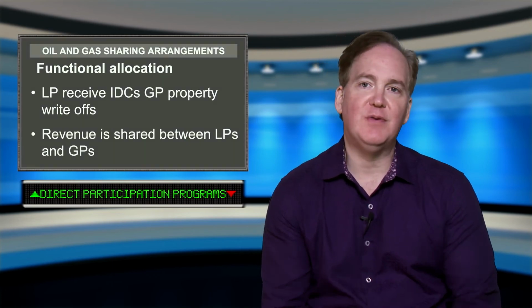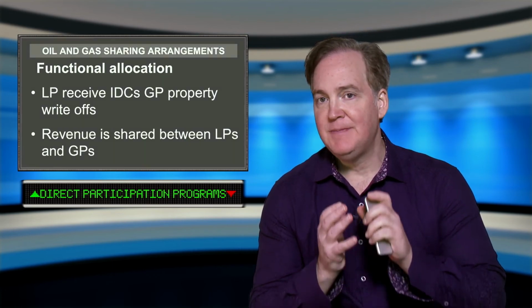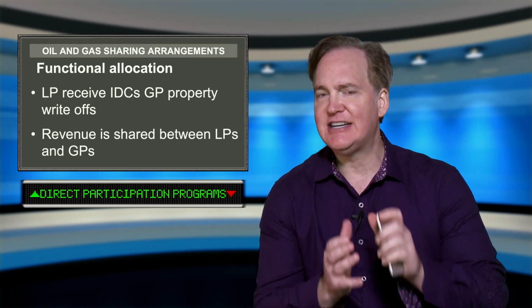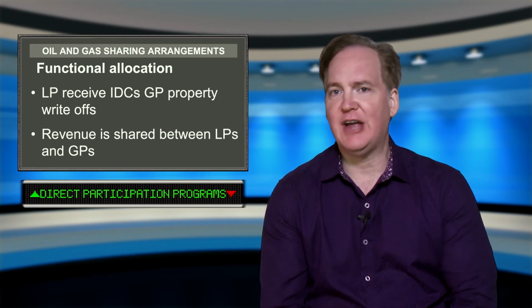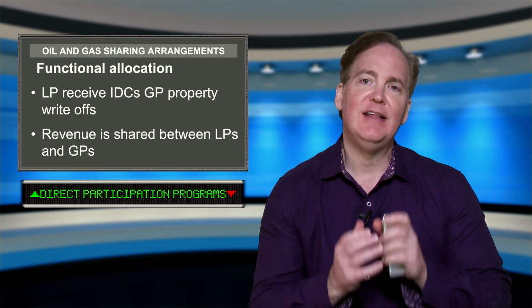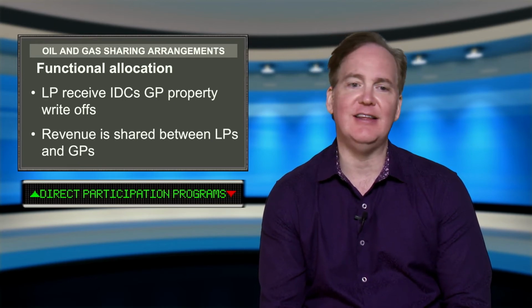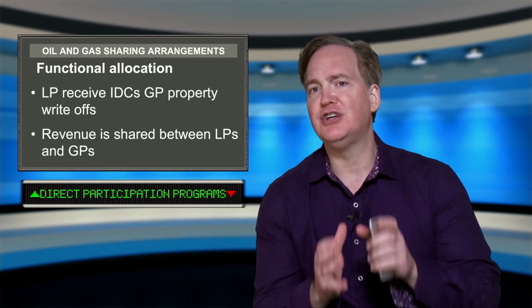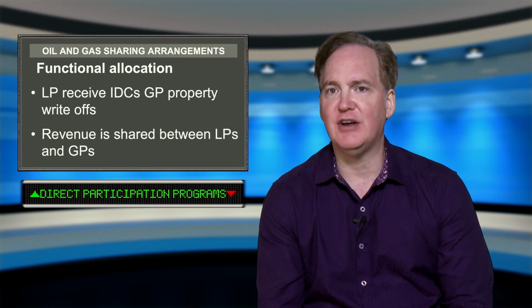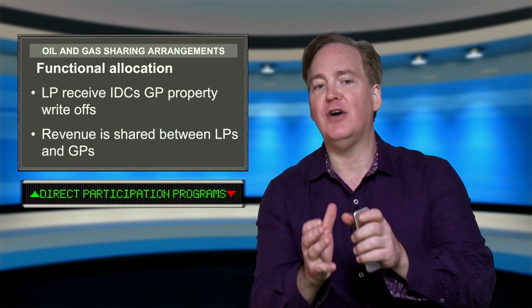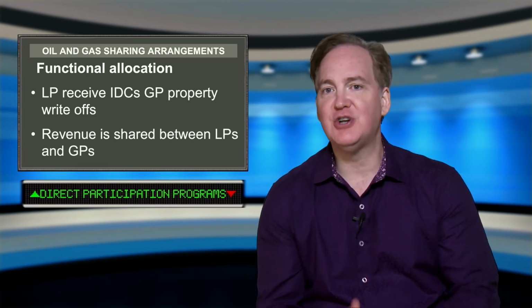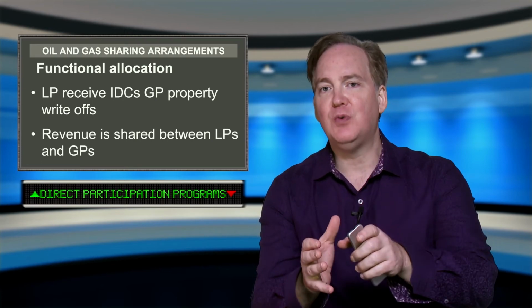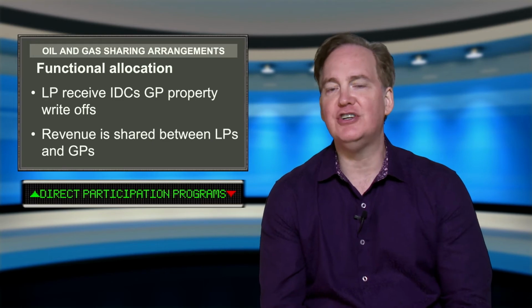All right, now that we've reviewed a variety of different types of oil and gas programs, we need to take a look at several ways the revenue can be shared between the general partner and the limited partner. With functional allocation, limited partners receive the intangible drilling costs, and the general partner takes the property write-offs or the depreciation.